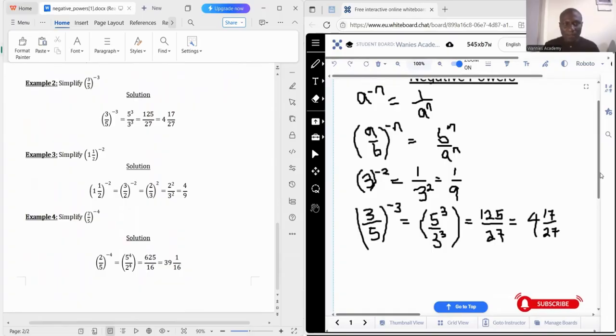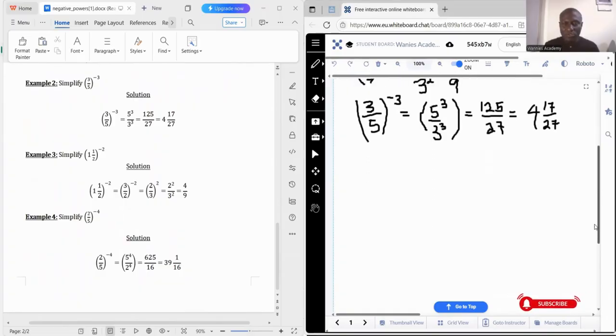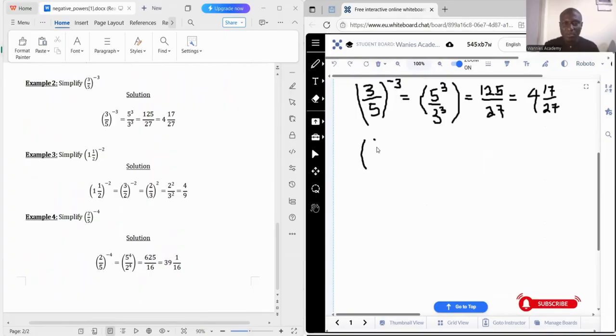We go to the third example, which is simplify 1 whole number 1 over 2 raised to power negative 2. We can have a reciprocal here, except we express it as an improper fraction. 1 whole number 1 over 2 to improper fraction is as good as 3 over 2 raised to power negative 2.